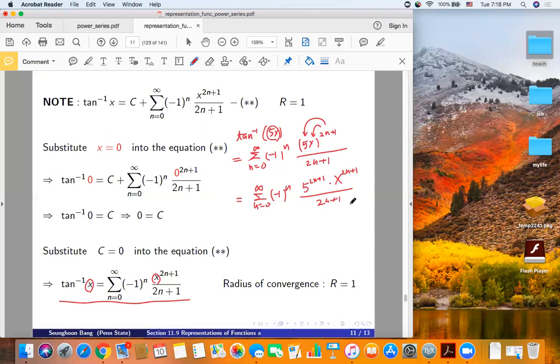This is the answer. So one more: how can you find the radius of convergence R? Similar. You plug 5x, the common ratio, into here. What does it mean that R equals 1 from the inverse tangent of x? The exact meaning is the absolute value of x is less than 1. So you plug 5x in here. We solve: absolute value of 5x is less than 1. We have to solve this inequality for absolute value of x. Next, divide by 5. The absolute value of x is less than 1 over 5. So the radius of convergence is 1 over 5. That is the whole idea for solving this problem and its application.